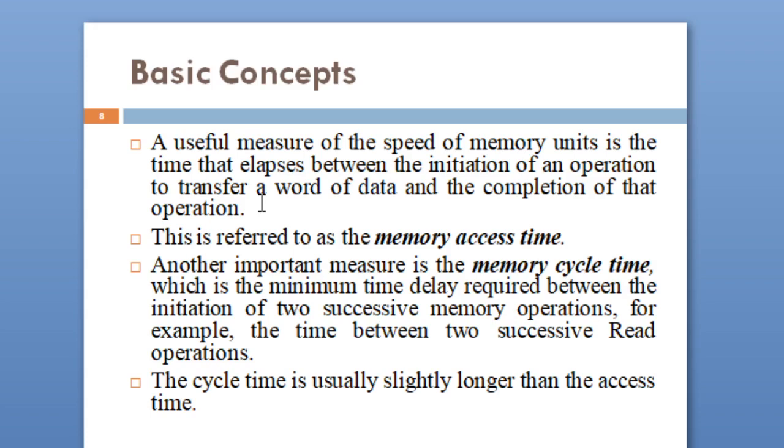Another important measure is the memory cycle time, which is the minimum time delay required between the initiation of two successive memory operations. For example, the time gap between two successive read operations we call the memory cycle time. Here the cycle time is usually slightly longer than the access time.